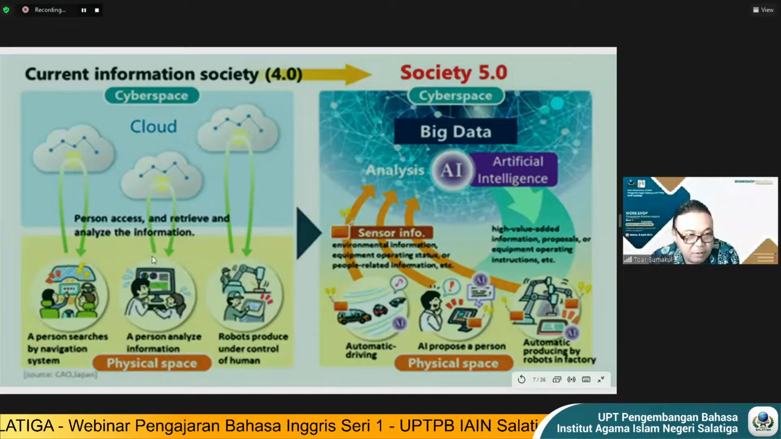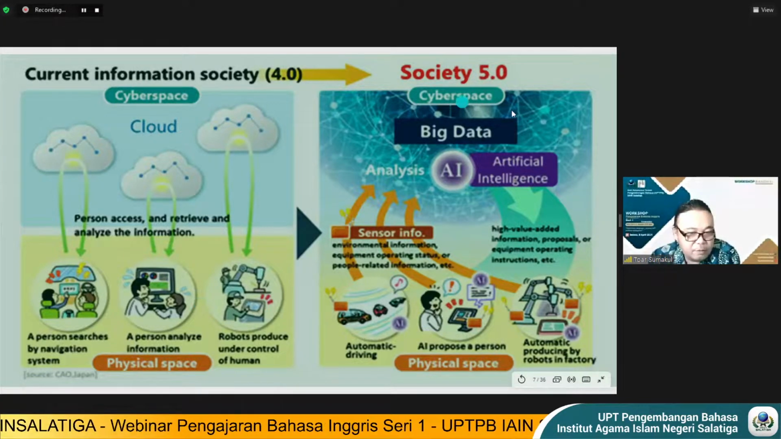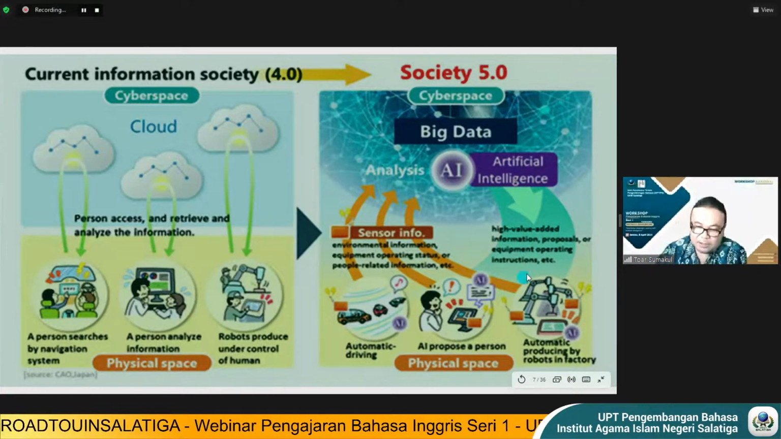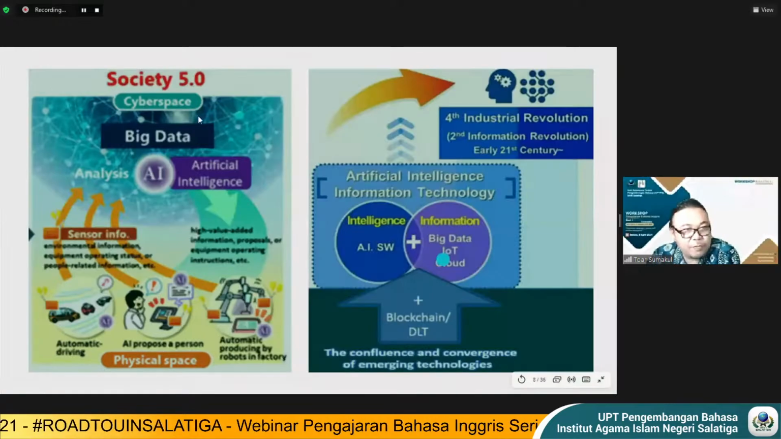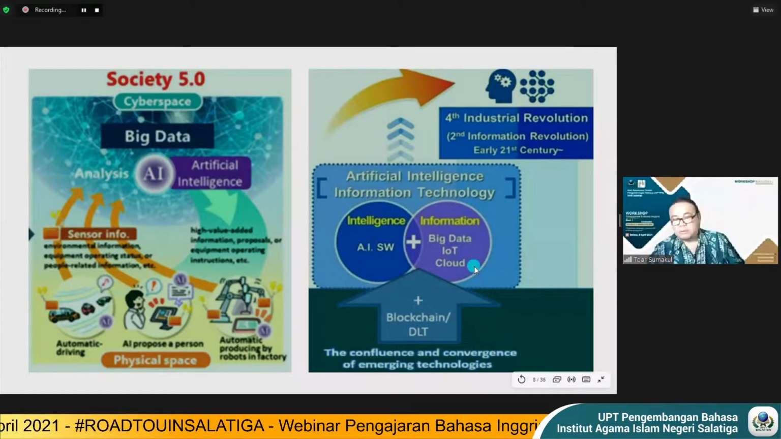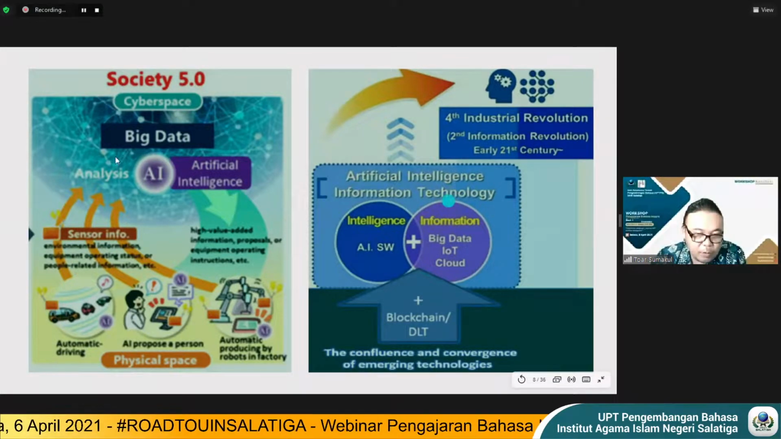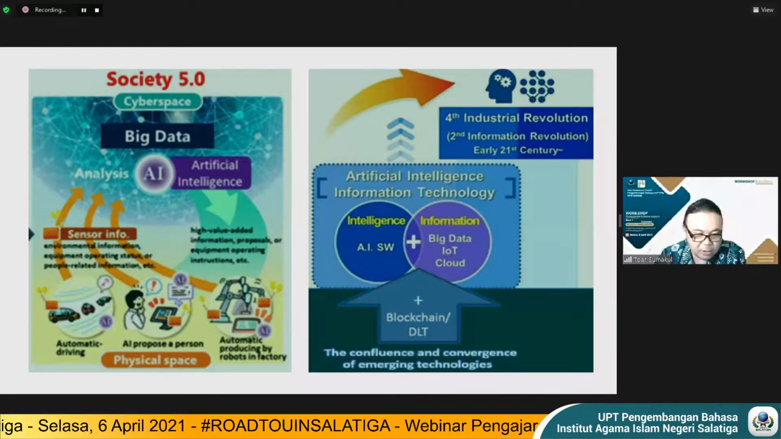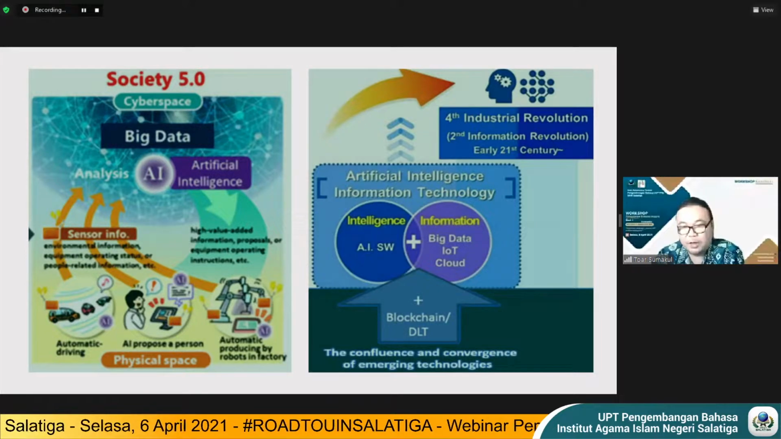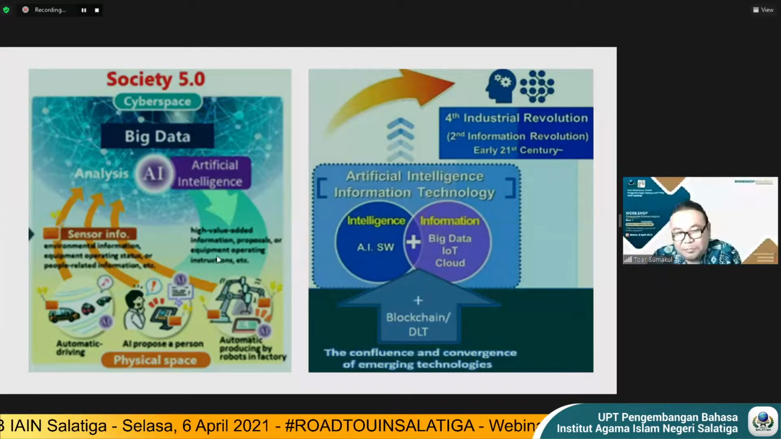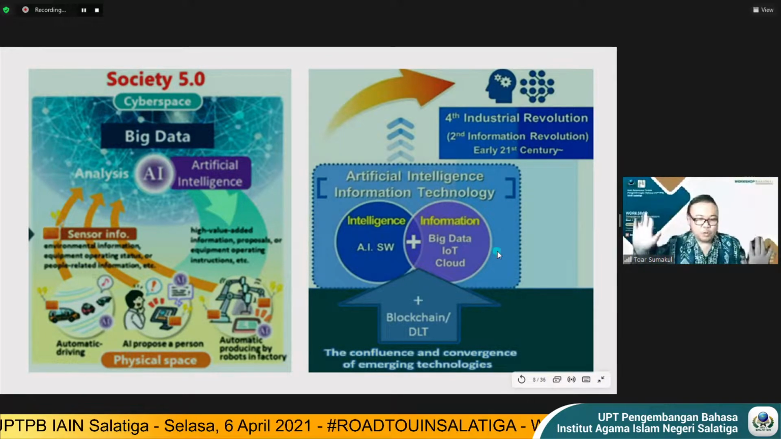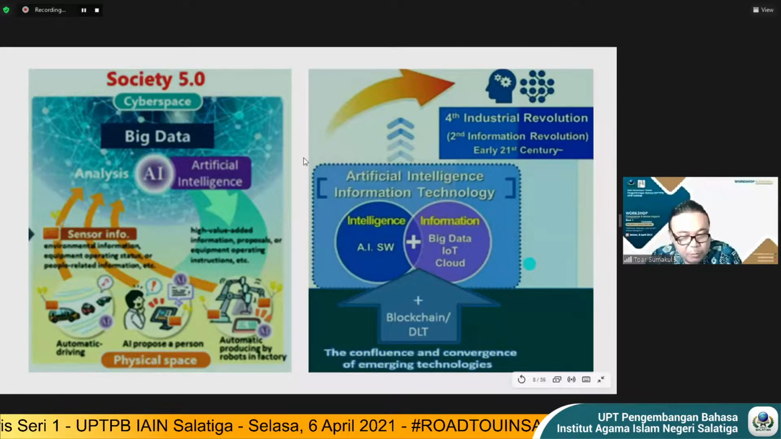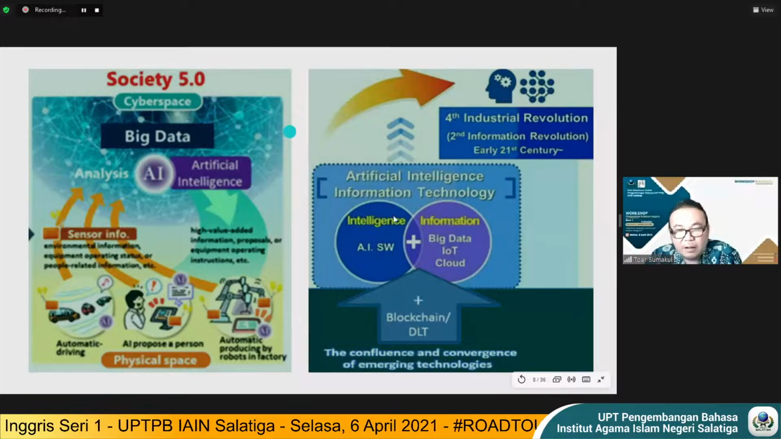And also from the other term, this is Society 5.0. We are heading there. Currently, we are still here. In the future, when we are reaching Society 5.0, it's also about artificial intelligence. So both of these concepts, Society 5.0 and Industrial Revolution 4.0, will be dominated by artificial intelligence. Whether we like it or not, this will be our future, and it has started right now.